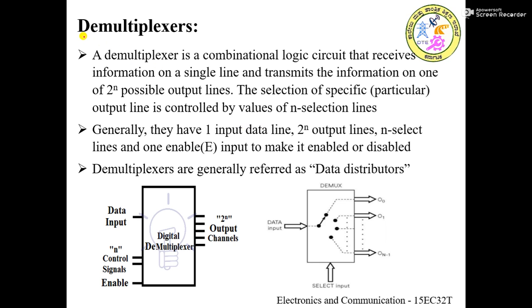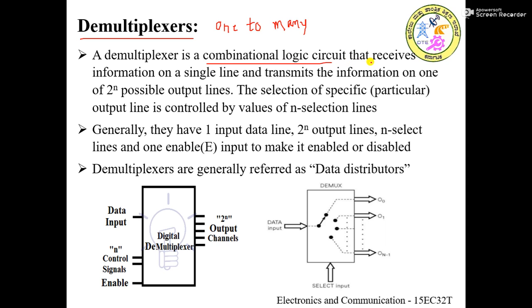Next, the next set of combinational logic circuits are demultiplexers. The demultiplexers work exactly in the reverse way as the multiplexers do. Demultiplexers can be referred to as one to many. While discussing the multiplexers, we said they are many to one combinational logic systems, and these can be referred to as one to many.